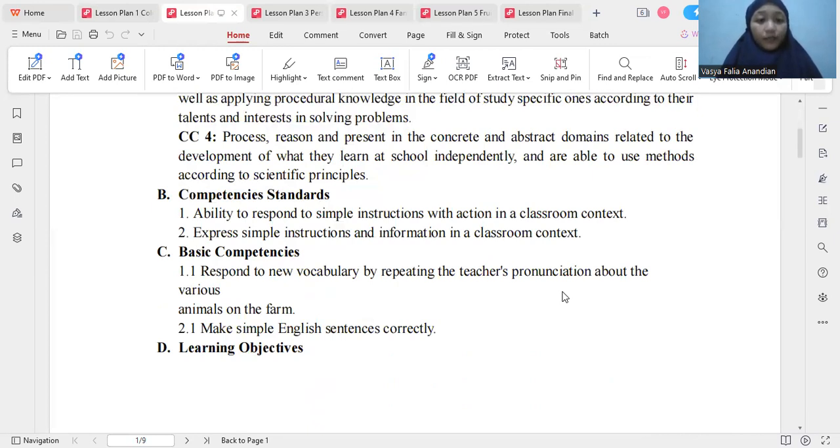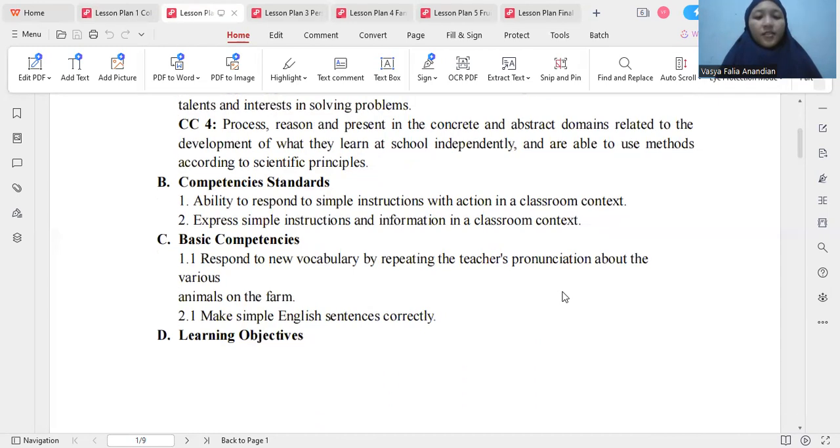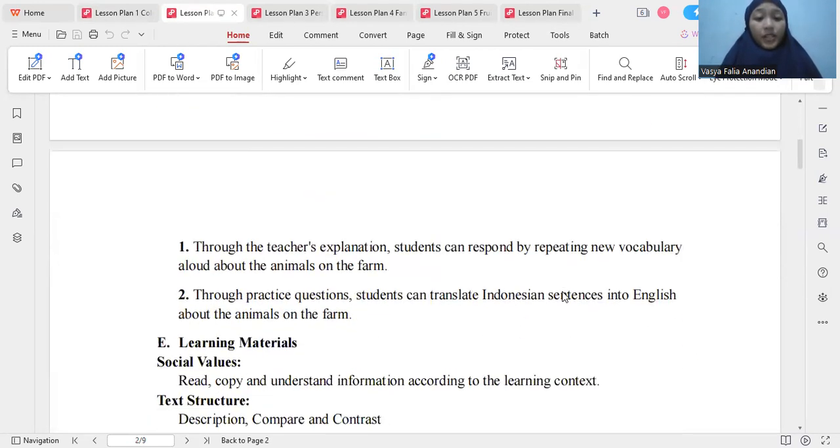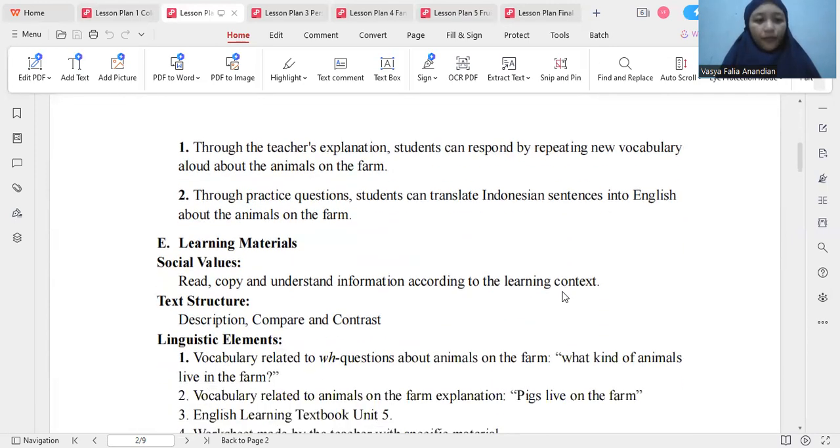So the basic competencies are respond to new vocabulary by repeating the teacher's pronunciation about the various animals on the farm. Second is make simple English sentences correctly. Learning objective. Through the teacher explanation, students can respond by repeating new vocabulary about the animals on the farm. Second, through the practice questions, students can translate Indonesian sentences into English about animals on the farm.